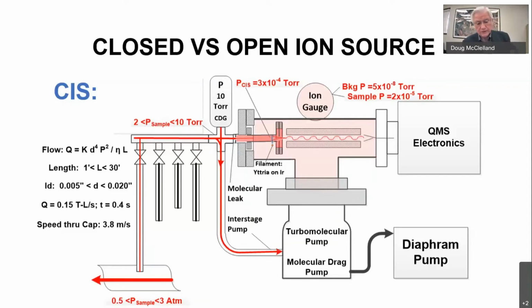The gas dynamics of this is that the capillary transports the gas as a viscous flow so that the composition is retained, and then from that viscous flow we have molecular flow through the leak into the mass spectrometer and molecular flow pumping out. The result of that is that the composition is maintained.